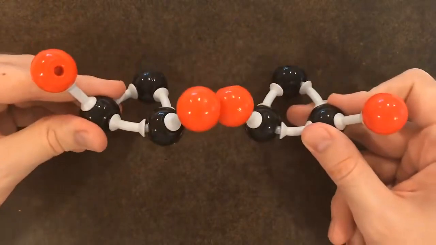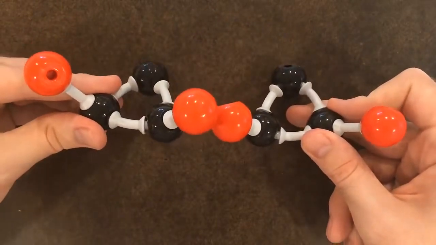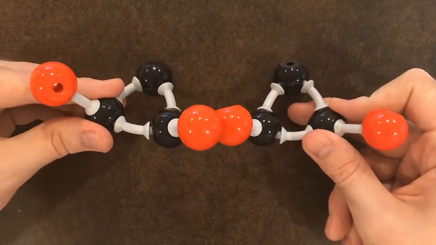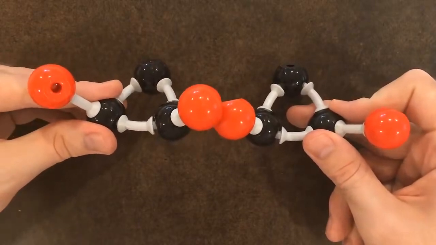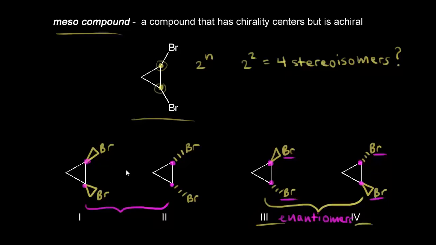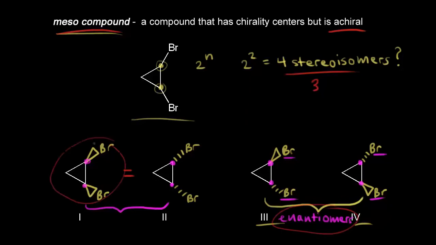This is a meso compound. It's a compound that has chirality centers, but it is achiral. The mirror image is superimposable. So 1 and 2 really represent the same molecule. This is a meso compound, a compound that has chirality centers but is achiral. The mirror image is superimposable on itself. So we thought we would have 4 stereoisomers, but really we only have 3. We have a pair of enantiomers, and we have 1 meso compound.